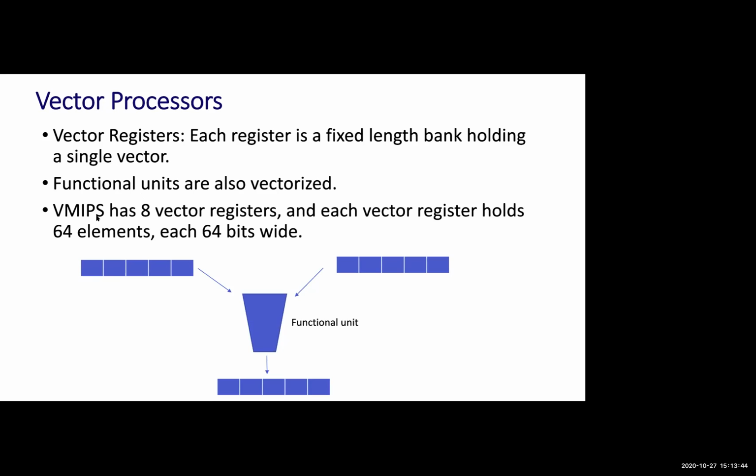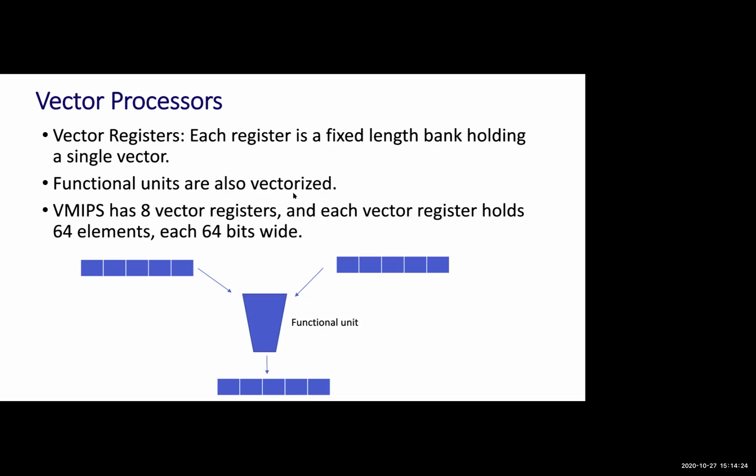VMIPS was one vector processor which had eight vector registers, and each vector register holds 64 elements. Here we only have five elements, but it used to have 64 elements, and each element used to hold 64 bits to represent a number. So this was with the vectorized MIPS.